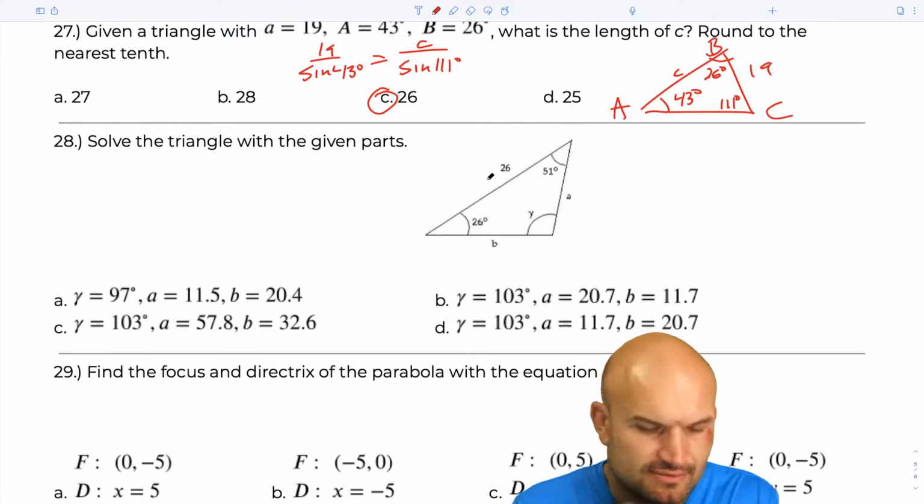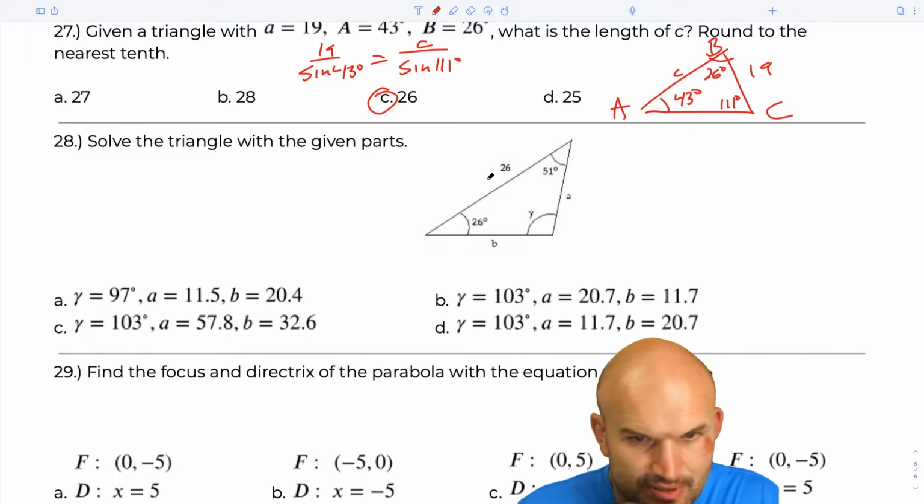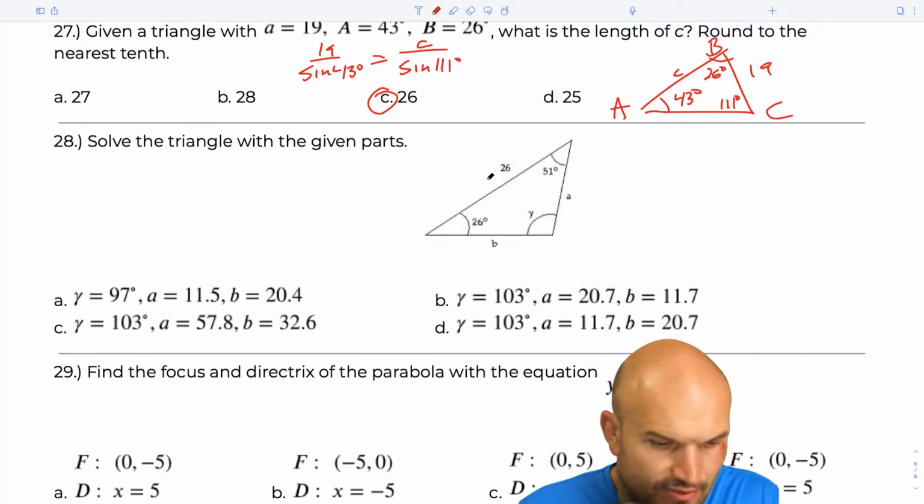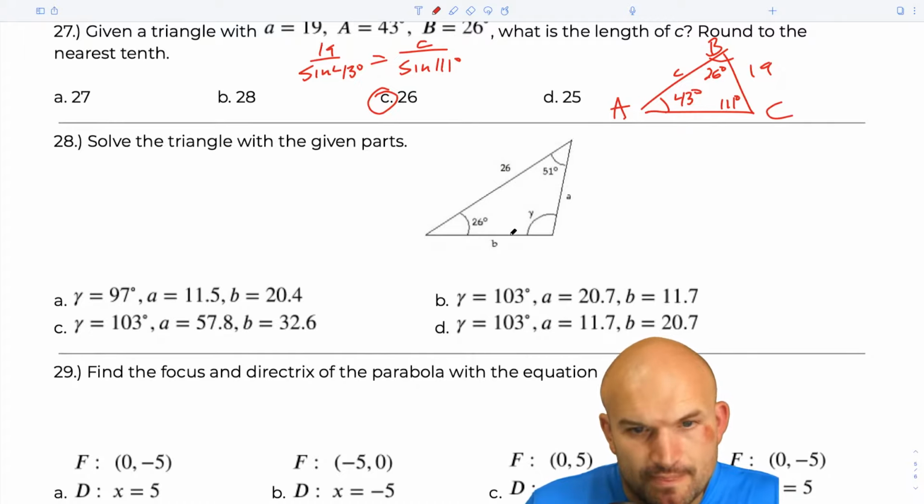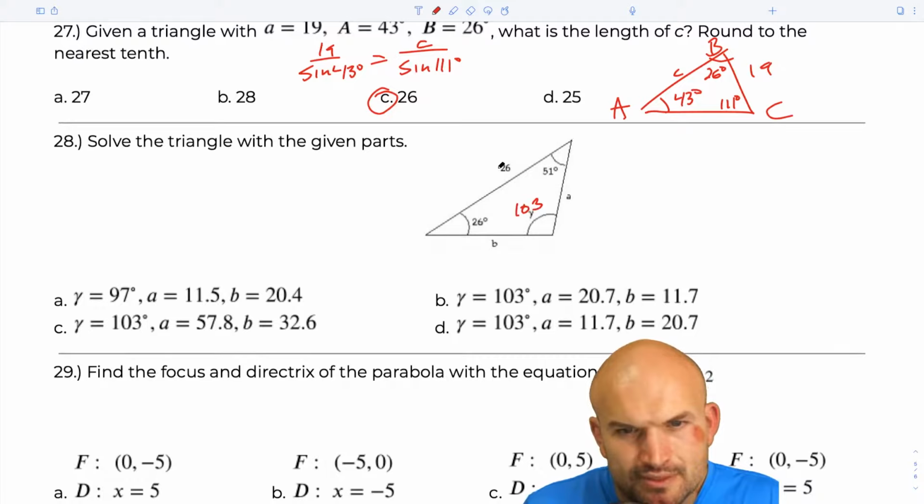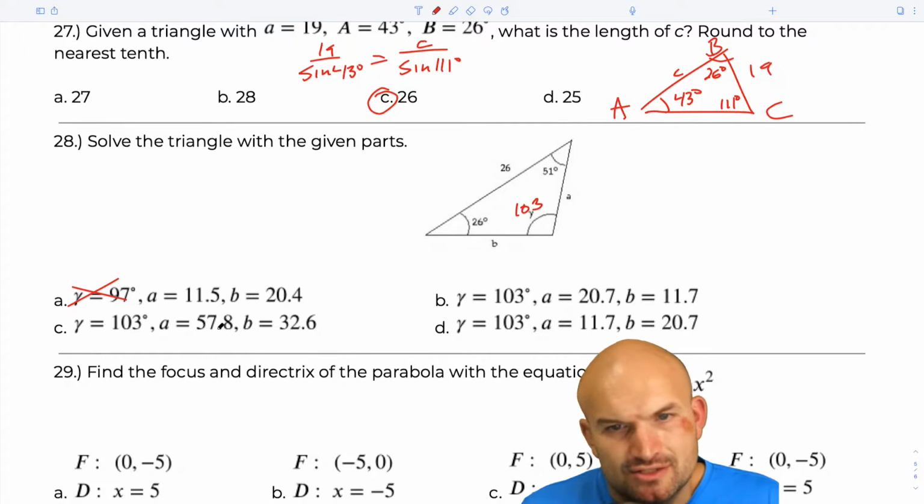So again, I think I need to change these problems out. So this is 26 minus 51. That's 103. Okay, so gamma is 103. Yeah, we already knew that. Oh, I'm sorry, not gamma, but I almost thought for A. Yeah, so we already know that gamma is 103, so that one's not it. But we need to solve for A, so let's go and solve for A.